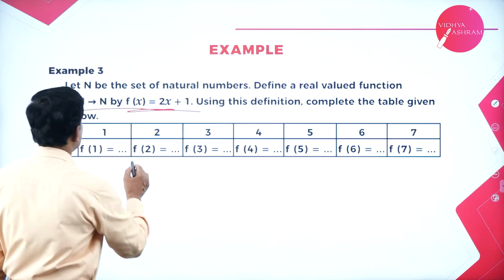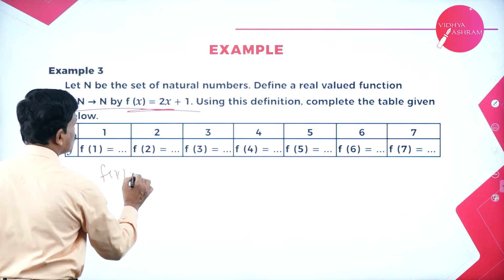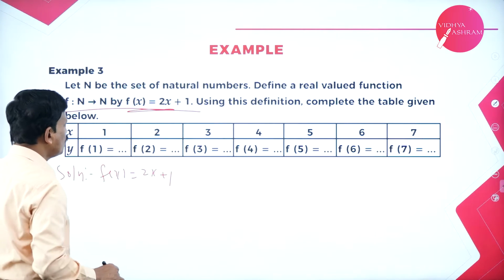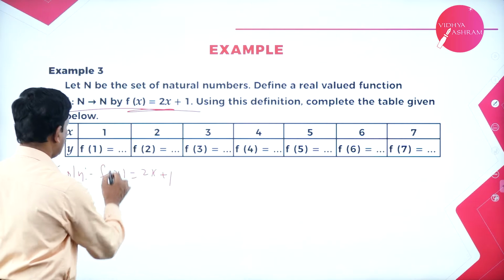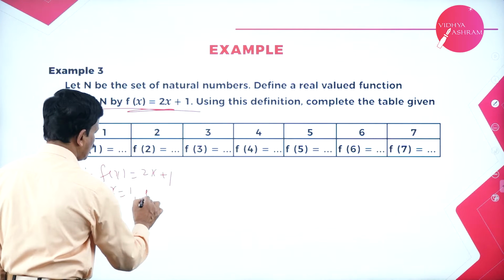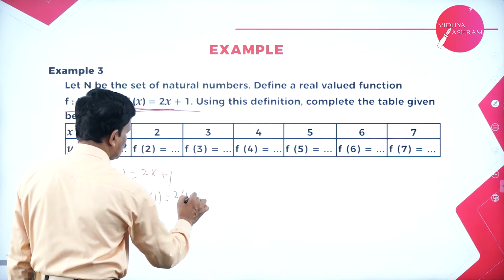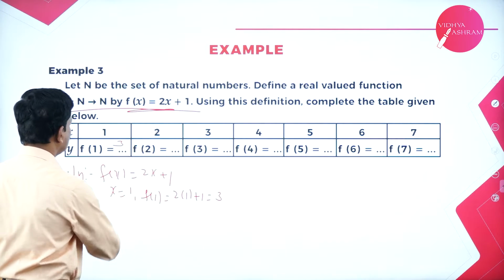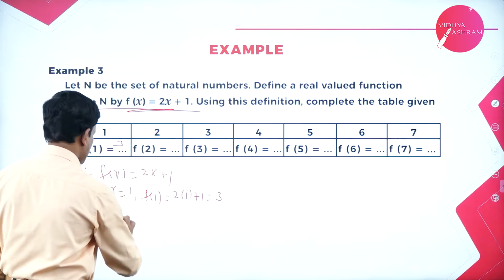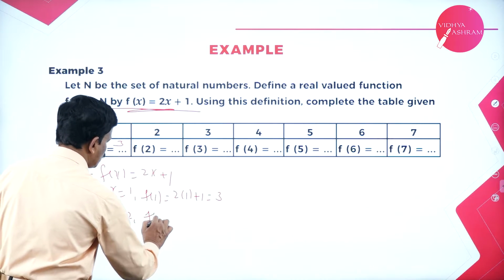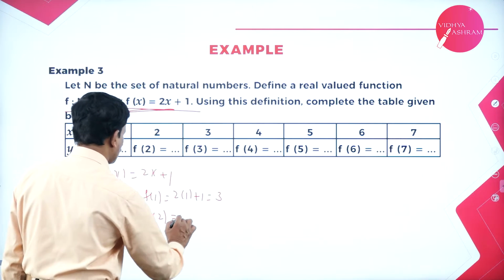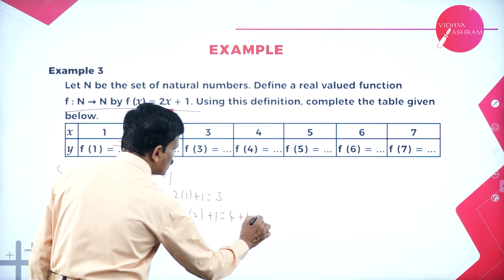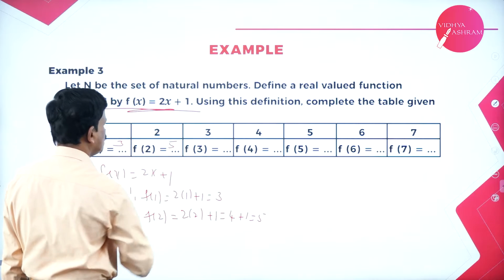Very simple. What is given? f of x is equal to 2x plus 1. Now find the value of f of 1. Put x is equal to 1. You will get f of 1 is equal to 2 into 1 plus 1, that is 3. So the value of f of 1 is 3. Now if you put x is equal to 2, you will get f of 2 is equal to 2 into 2 plus 1, that is 4 plus 1, equal to 5. The value of this is 5.